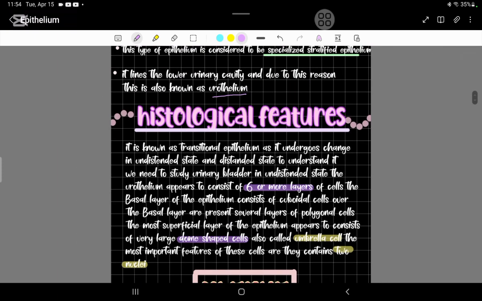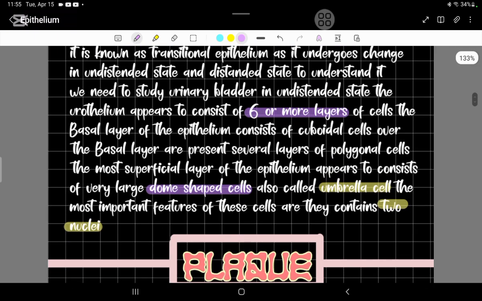That is the histological feature. Take the example of a balloon. When you look at a balloon which is not filled with air, that is the undistended state, it appears small. But when you fill it up with air, it's stretched without bursting and without leaking air, and appears bigger. That is because of its elasticity, its flexibility. The same goes for transitional epithelium or urothelium.